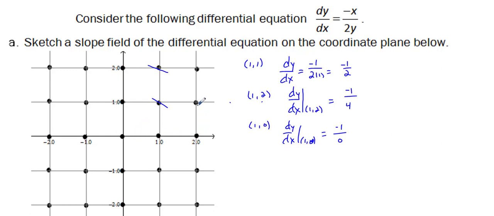How about 2, 1? dy/dx evaluated at 2, 1. Negative 1. So negative 1 right here.